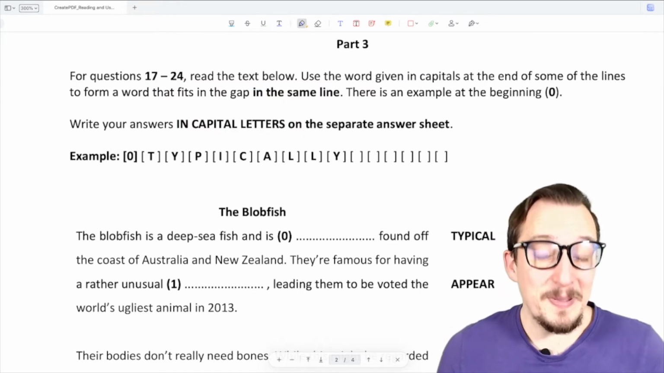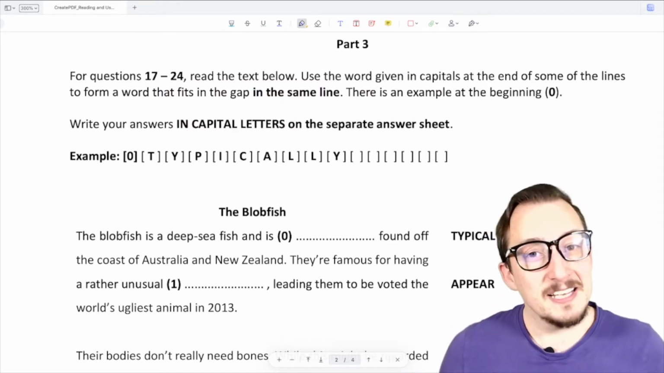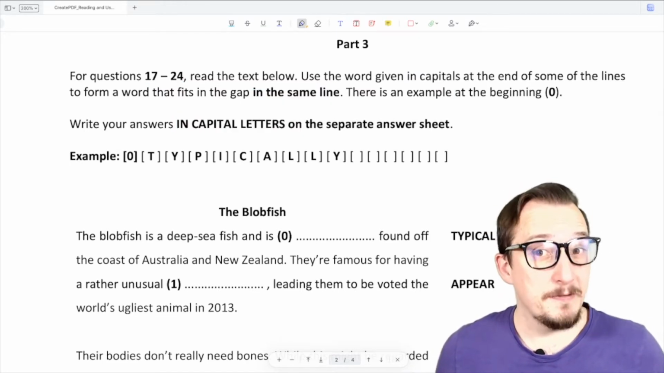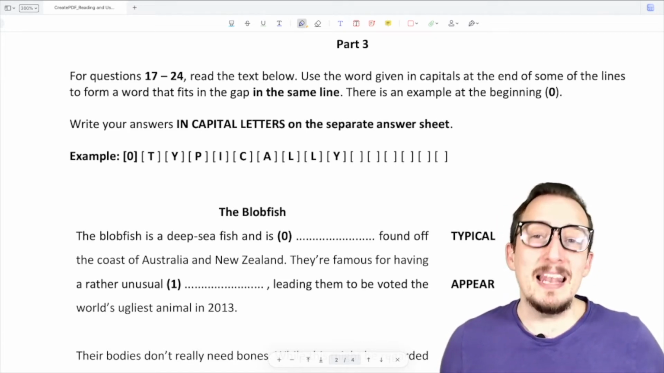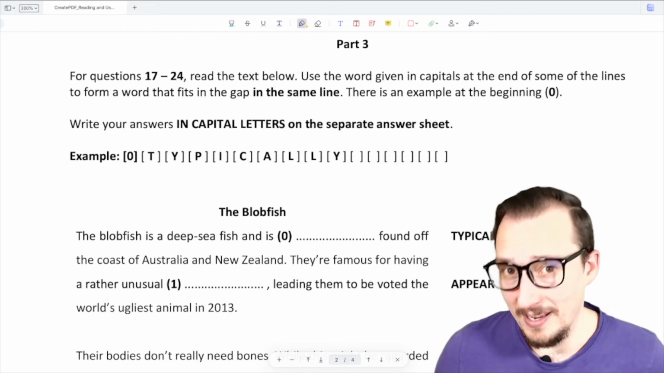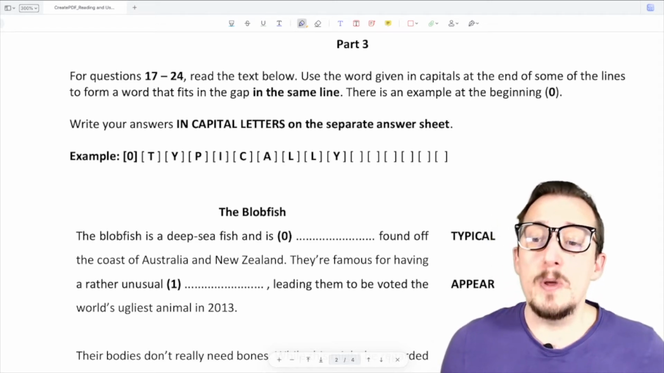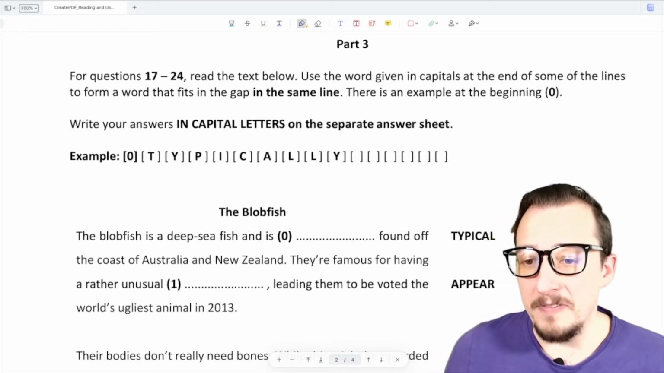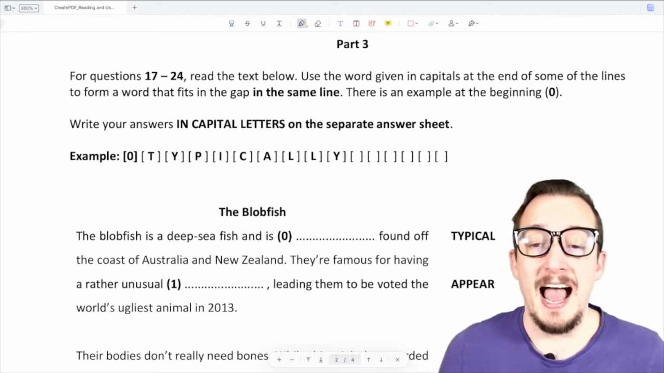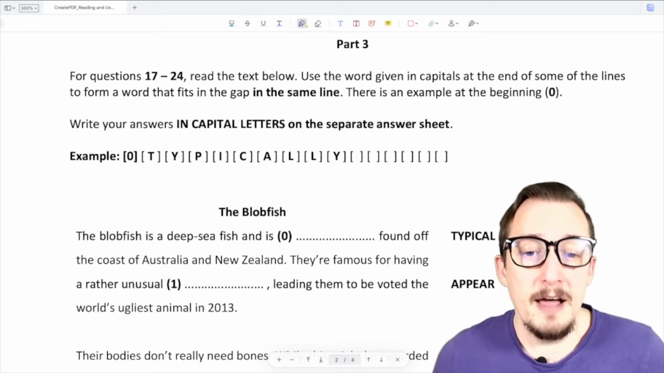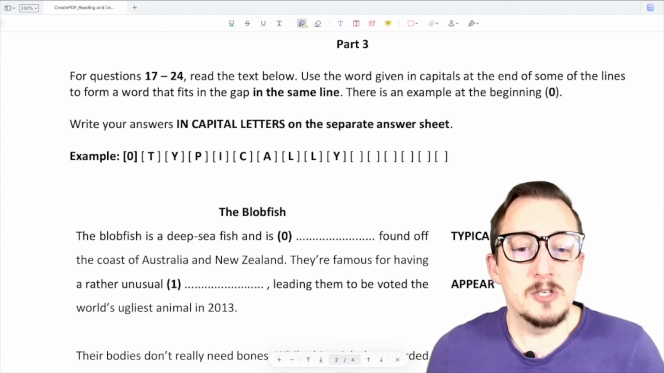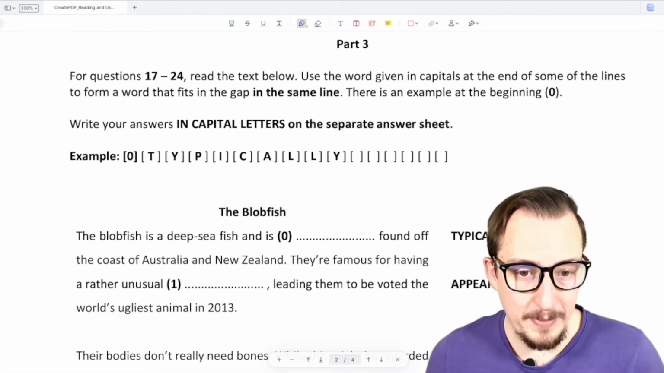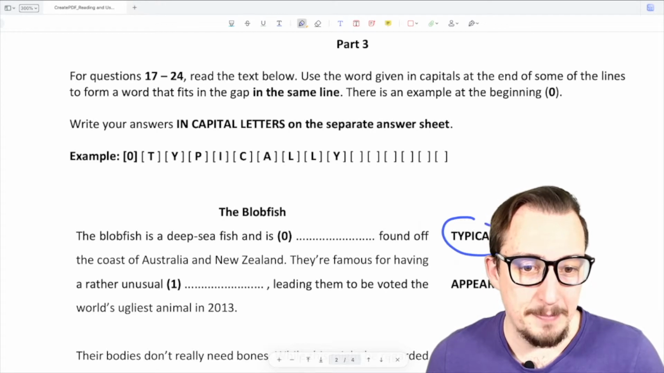So the text we've been given is about the blobfish. So let's read through the first sentence of the first paragraph because that contains the example and we can find out a little bit more about what it is we're being asked to do. So the first sentence reads, the blobfish is a deep sea fish and is, and then the gap, found off the coast of Australia and New Zealand. So the stem word we've been given is typical.